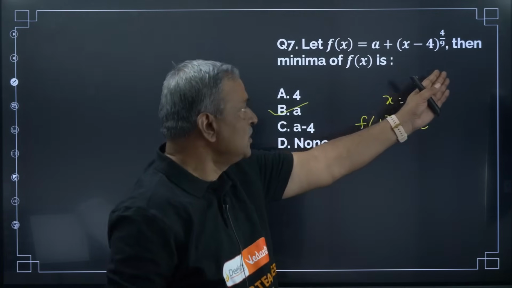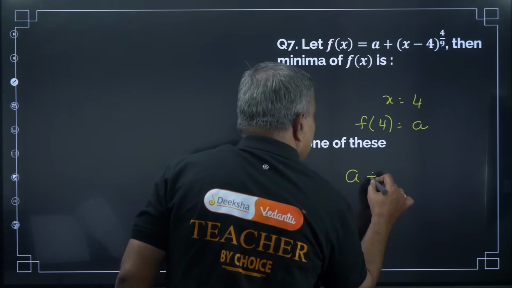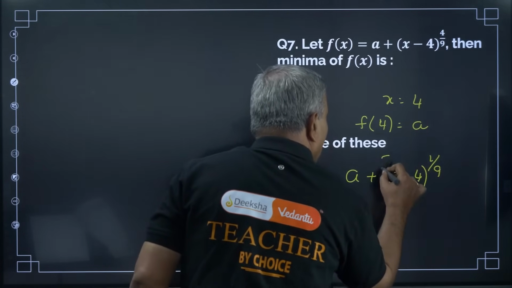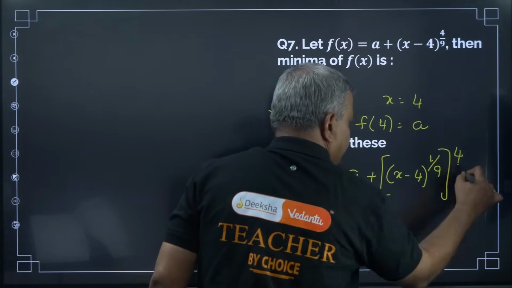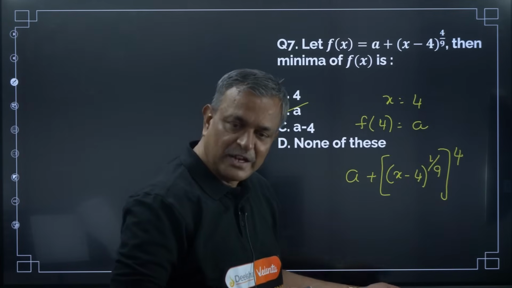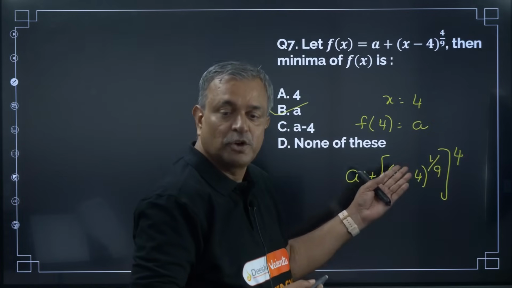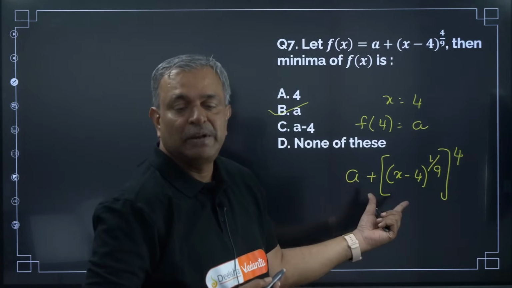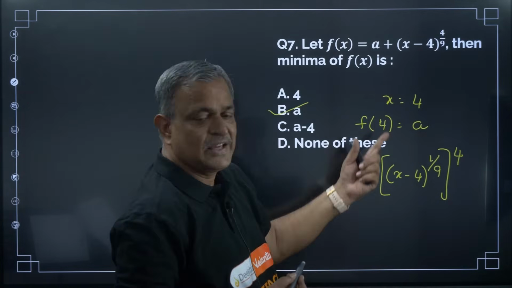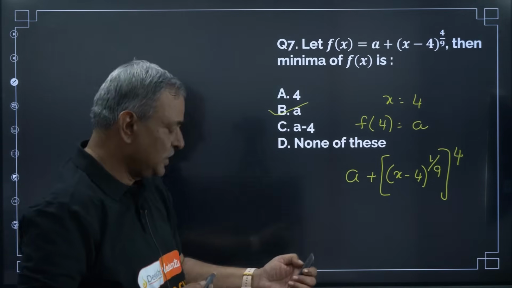I write this question once again: a plus (x minus 4) to the power 1 by 9, whole to the power 4. It is always positive. So whether you put a negative or positive value of x, this value will keep on increasing. The minimum value of a positive number is 0, so it becomes 0 at x equal to 4. So the minimum value is a.